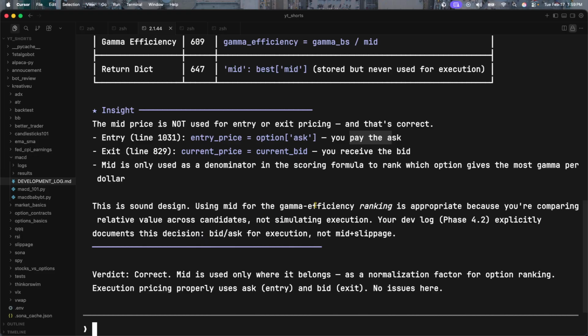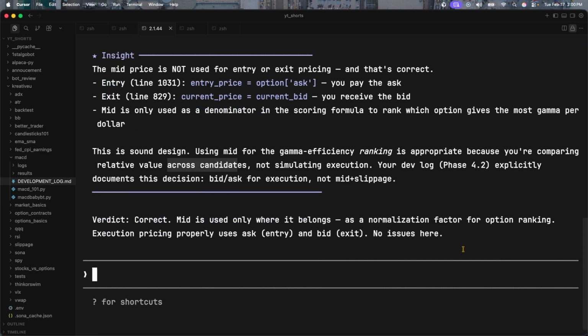Using the mid for gamma efficiency ranks appropriately because you are comparing the relative value across candidates, not simulating executions. Specifically, mid is used only where it belongs, as a normalizing factor for option ranking. Okay, beautiful. So I'm not using it in that.